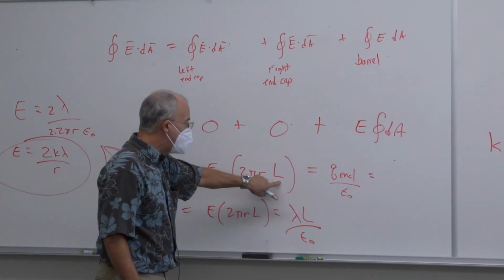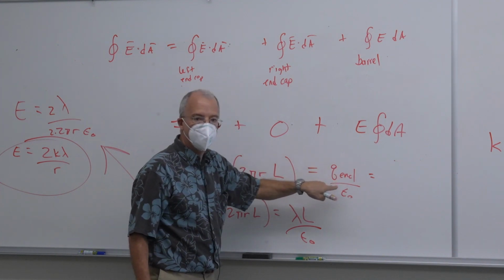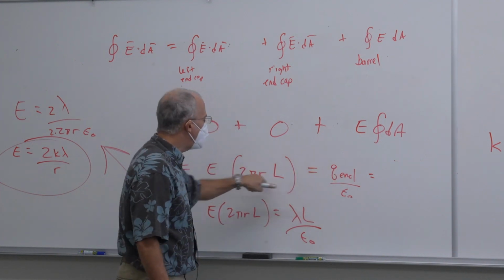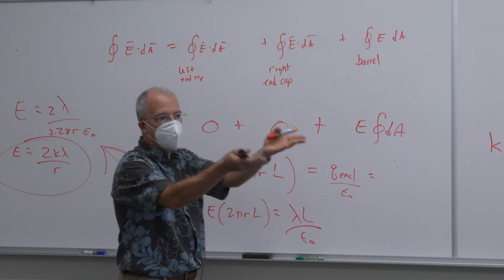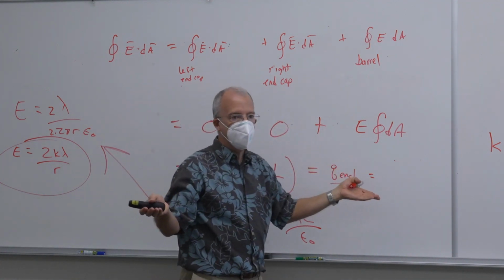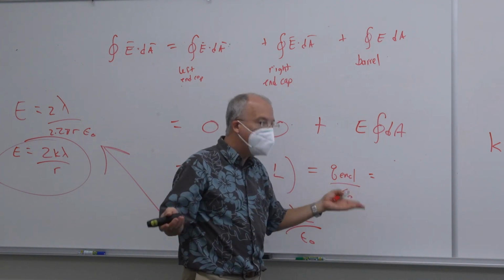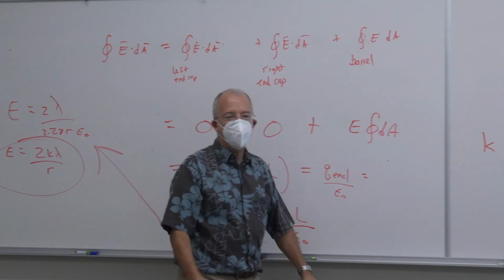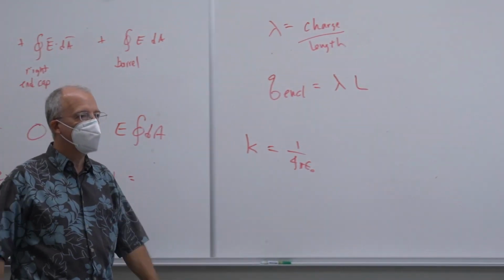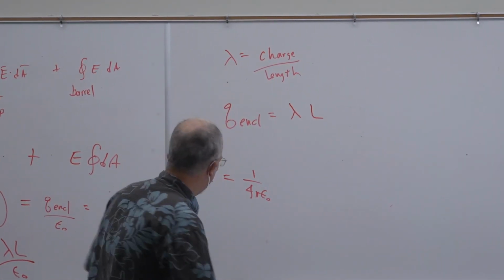So I knew that the L had to be part of this Q enclosed. Whenever you have something over here that's a dimension of a fake Gaussian surface, you know it has to leave, because you can't have a final answer in terms of something that's fake. Okay, make sense? Any questions? Because you're doing the next one.